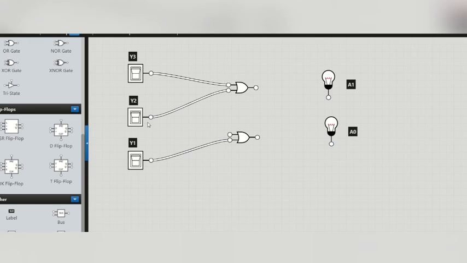Let's start connecting. Connect Y3 to an OR gate and Y2 to the OR gate, and Y1 to another OR gate and Y3 to another OR gate. The output of one OR gate is connected to A1 and the output of the other OR gate is connected to A0. Now if we switch on Y1, the result would be 0, 1. If we switch on Y2, the result would be 1, 0. And if we switch on Y3, the output would be 1, 1.